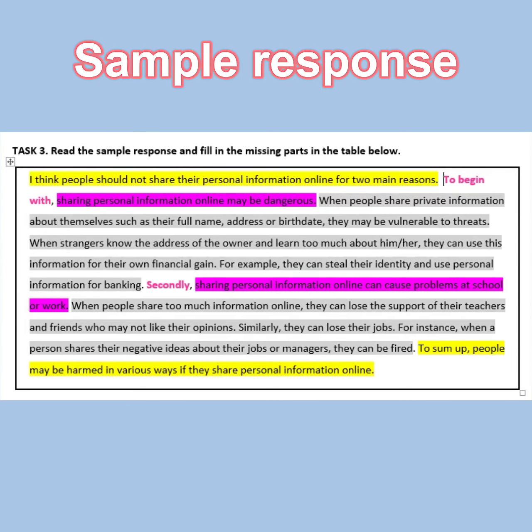Very simply, the writer introduces his or her opinion in the first sentence. I think people shouldn't share their personal information online for 2 main reasons. Here, the expression 2 main reasons is important because the writer gives reasons in order to persuade the reader to agree with him or her.